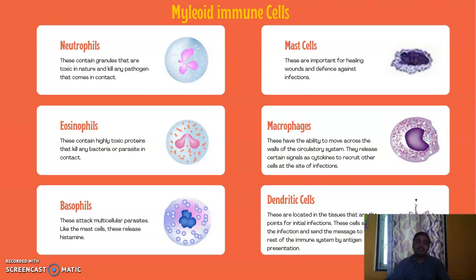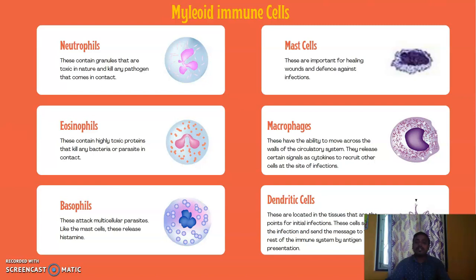The second one, eosinophils, contain highly toxic proteins that kill any bacteria or parasite in contact. The third one, basophils, attack the multicellular parasites. Like the mast cells, these release histamine. The fourth one, mast cells, are important for healing the wounds and for defense against infections.